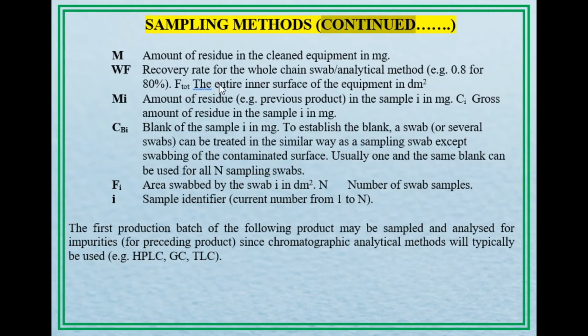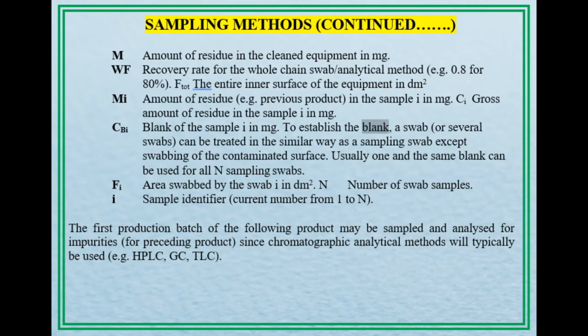Sampling methods, continued. M: amount of residue in the cleaned equipment in mg. WF: recovery rate for the whole chain, swab, analytical method, for example 0.8 for 80%. Ages: the entire inner surface of the equipment in dm2. Mi: amount of residue, for example previous product, in the sample i in mg. Cgi: gross amount of residue in the sample i in mg. CBi: blank of the sample i in mg.